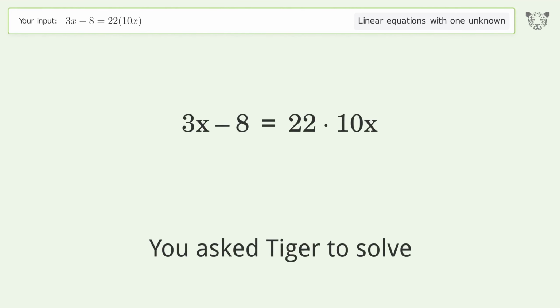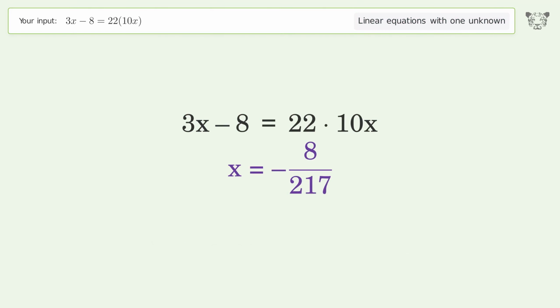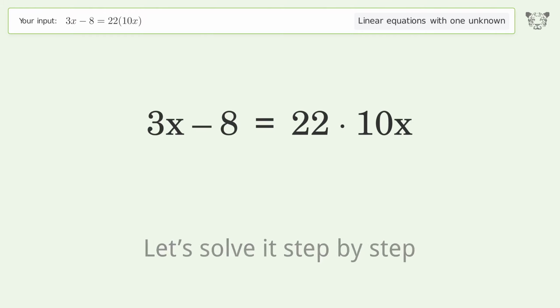You ask Tiger to solve. This deals with linear equations with one unknown. The final result is x equals -8 over 217. Let's solve it step by step.